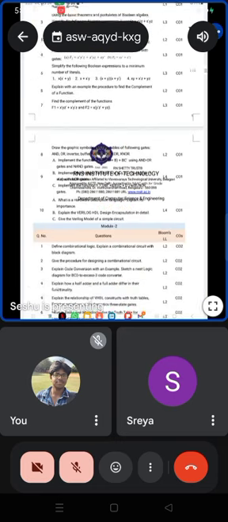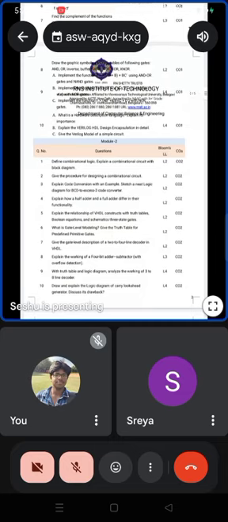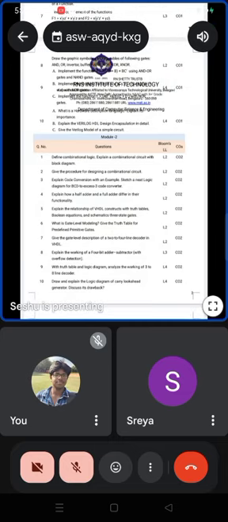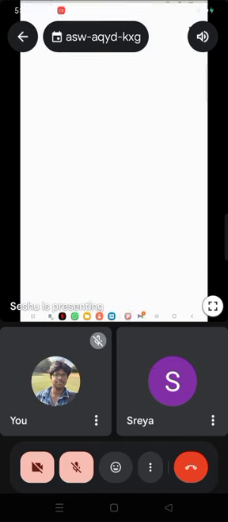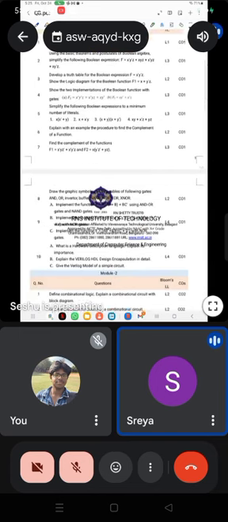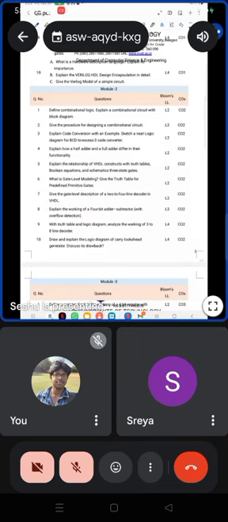So in this PDF, module 2, few questions will open on laptop. I'll read, mom. See, in module 2, we have covered up to the second question. That is define combinational logic, explain combinational circuit with the block diagram, and give the procedure for designing combinational circuit. We have completed.